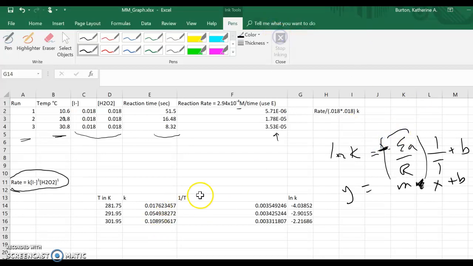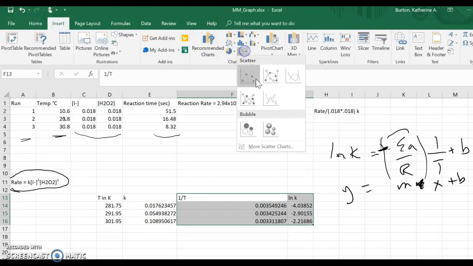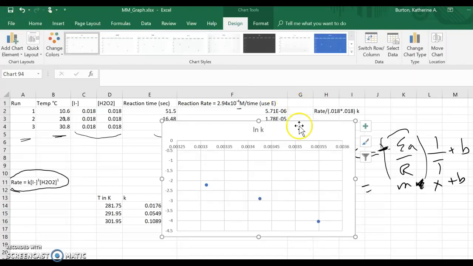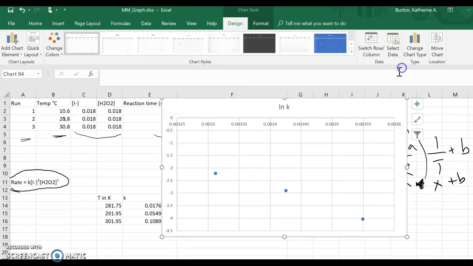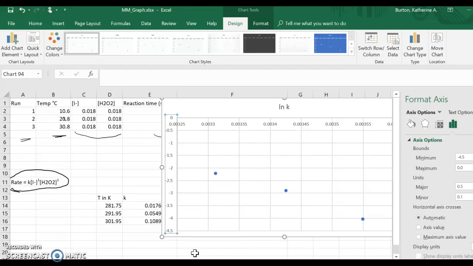So to do this, I'm going to take and click and drag across 1 over T and k. I'm going to go to insert. I'm going to pick a scatter plot. I'm going to realize my scatter plot is a little on the messy side, and I need to fix this. So we're going to fix this two ways. We're going to get rid of the empty space, and we're going to shift the location of the x-axis. Both of these, believe it or not, are y-axis problems. If we right-click on one of the label points on the y-axis and I click on Format Axis, I can do two things.